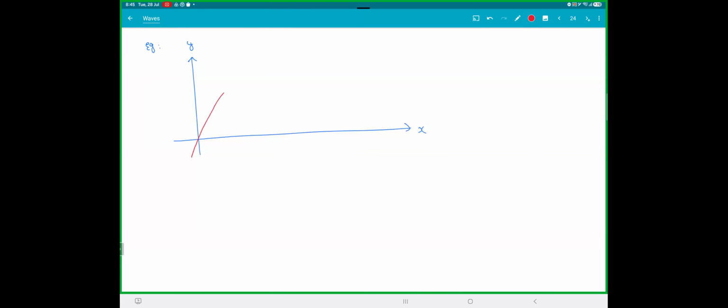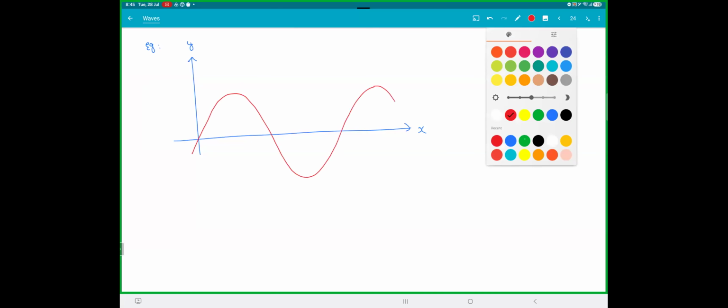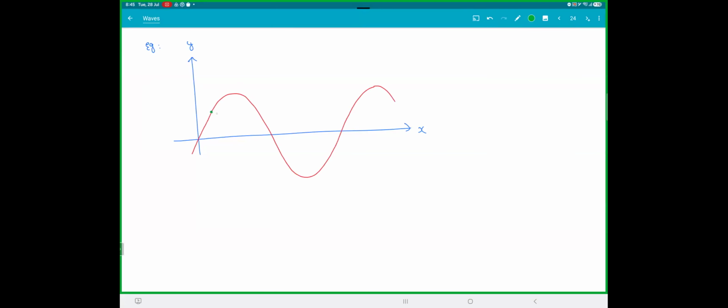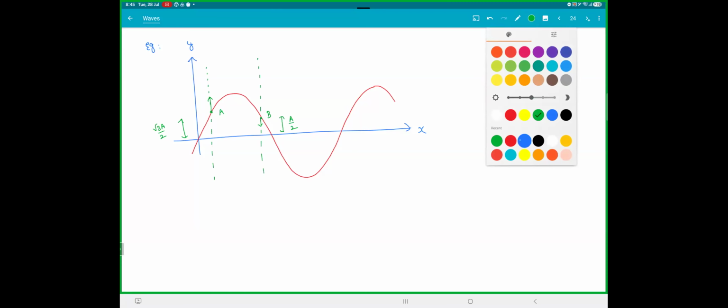So we have a wave. Consider we have a point A here, and let's say A is going up at this instant, and this distance is root 3a by 2. Let's say we have a point B here, and B is coming down and this height is a by 2. Now, remember this, A always goes up and down, A doesn't care about B. B is also always going up and down, B doesn't care about A. Okay?